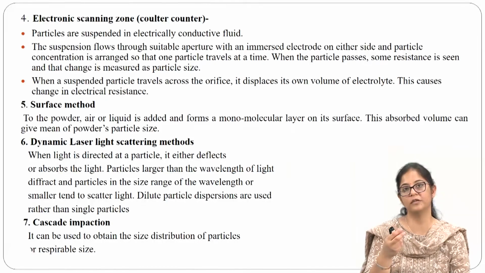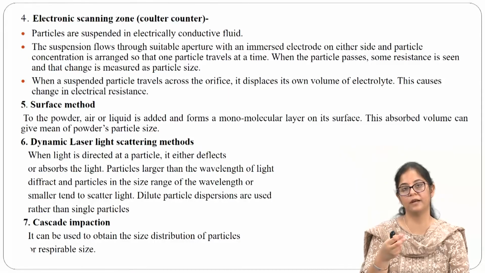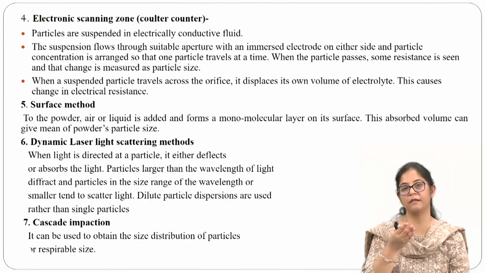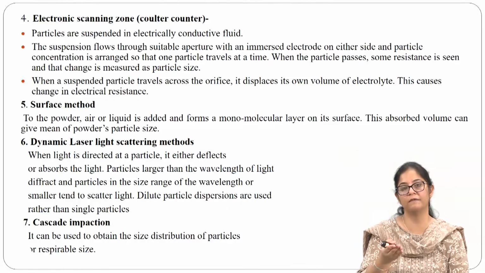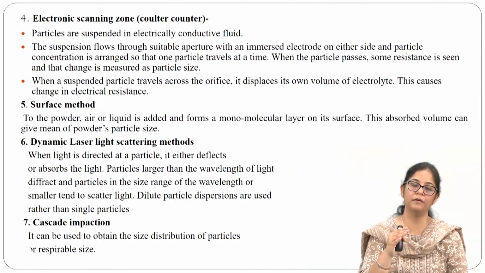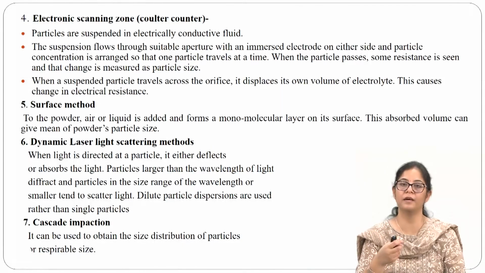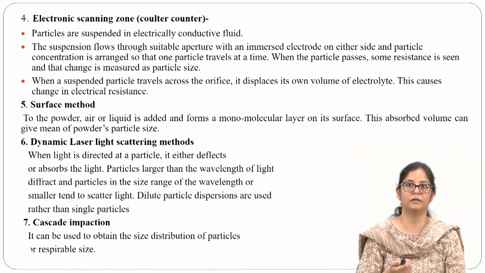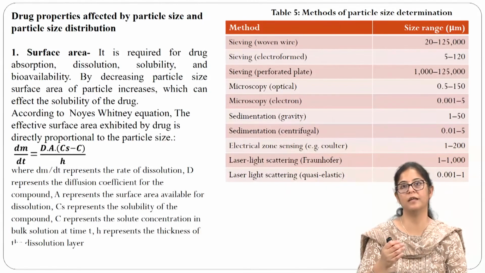Then there is cascade impaction, which is generally used for respirable particles which are to be fluidized and then inhaled. There is an instrument called a cascade impactor, and from that the powder is fluidized, and based on the size they are retained on different cascades. The heaviest, largest particles settle first and are retained at the top. This is how the sizing can be done, and this is generally used for determination of the aerodynamic diameter.